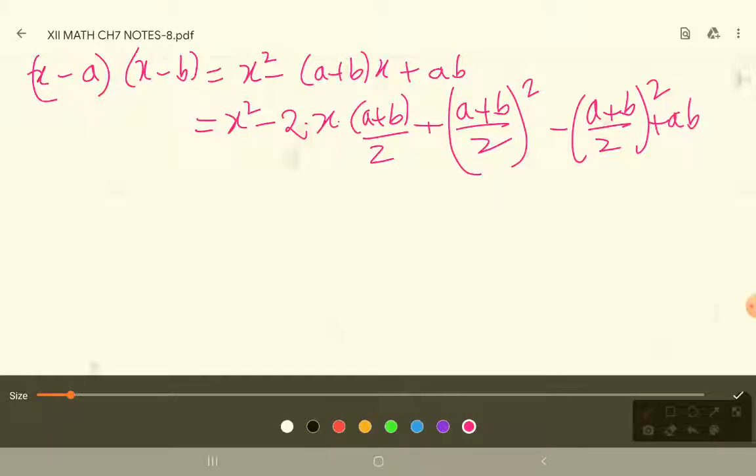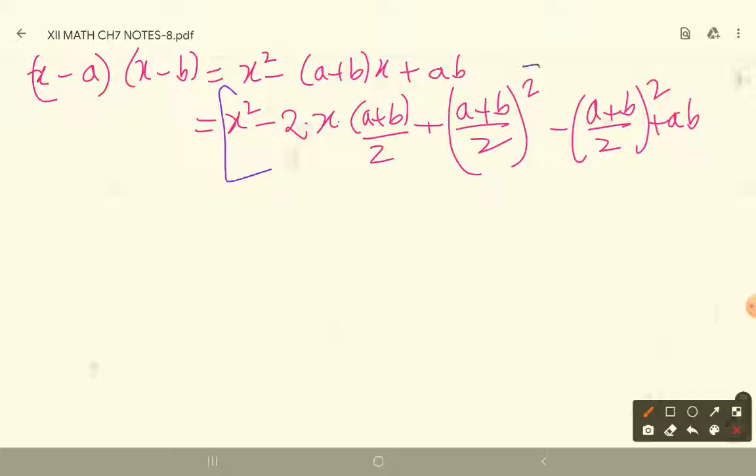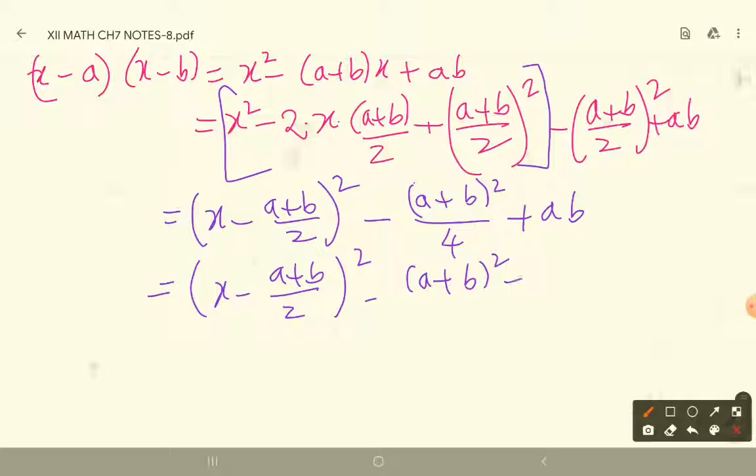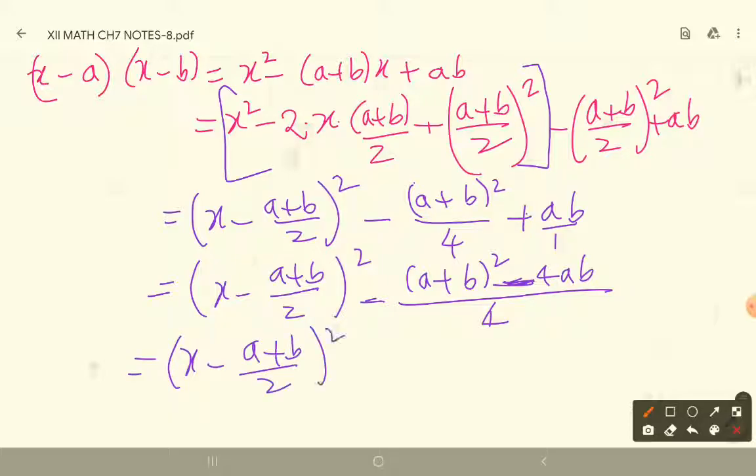Now, the completing of the square will be happening from here to here. That is nothing but (x minus (a plus b) by 2) whole square minus (a plus b) whole square by 4 plus ab. So I can write this as (x minus (a plus b) by 2) whole square minus ((a plus b) whole square minus 4ab) divided by 4, because the minus of minus becomes plus. That is the reason the minus has come here. Okay, LCM was taken.